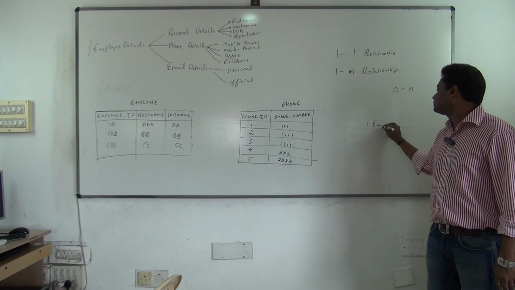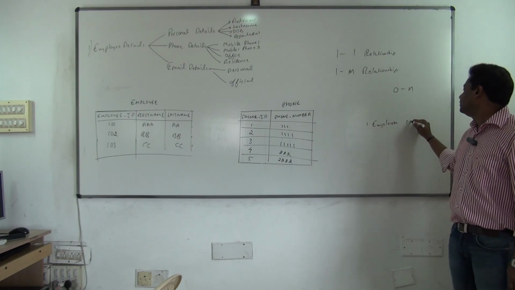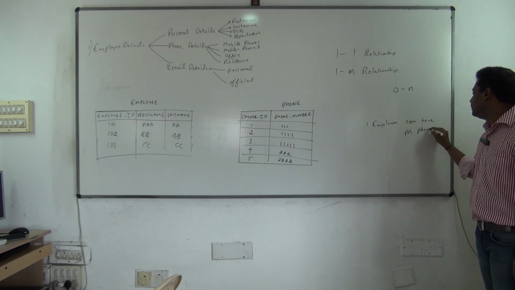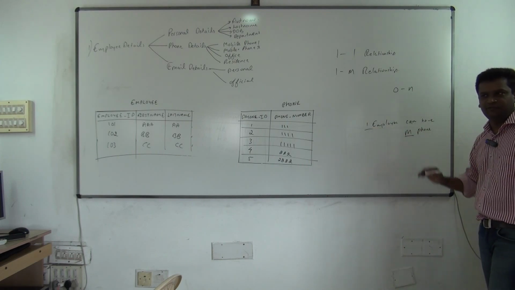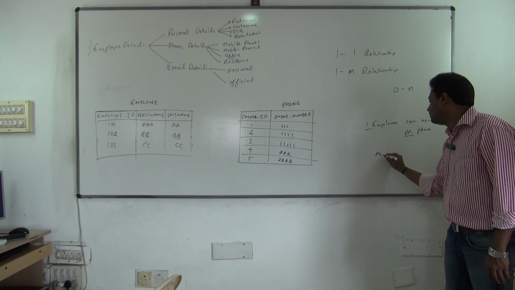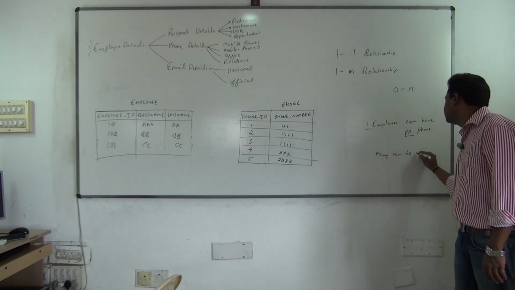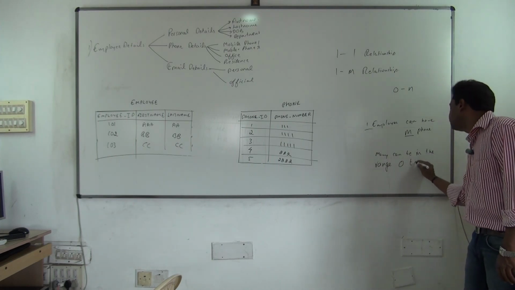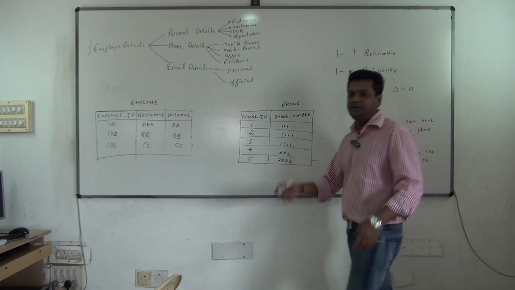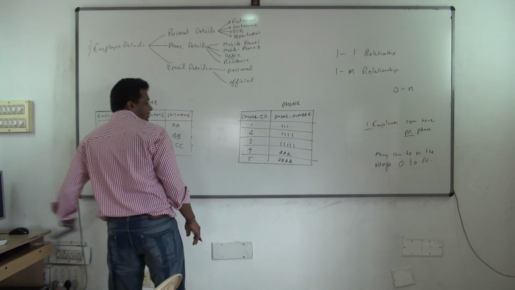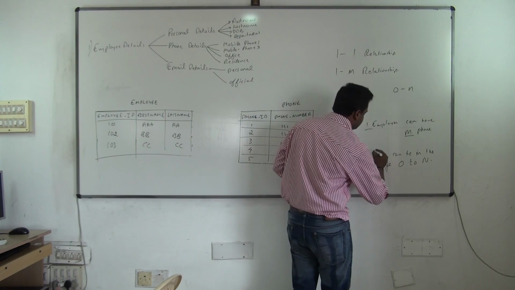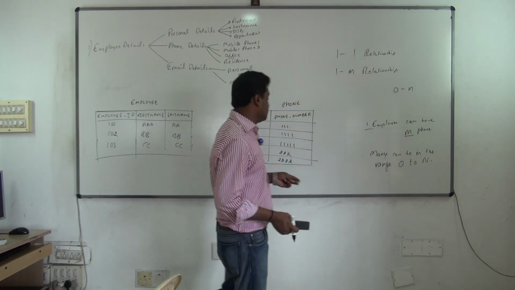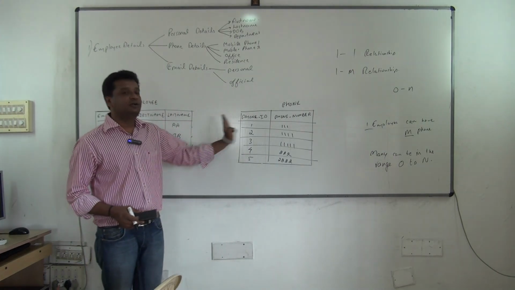So one employee can have many phones. M stands for many. This many can be in the range of 0 to n. We can't predict the number. So what is many, we move it to another table.